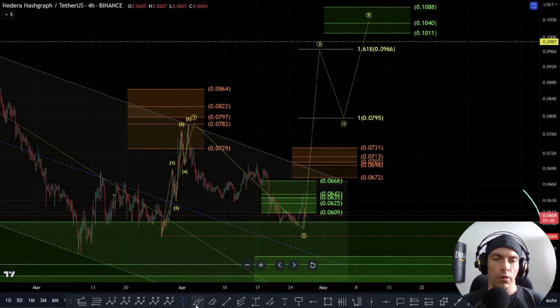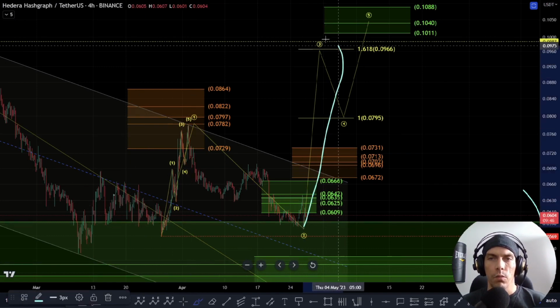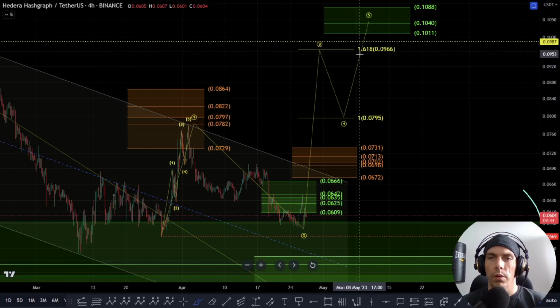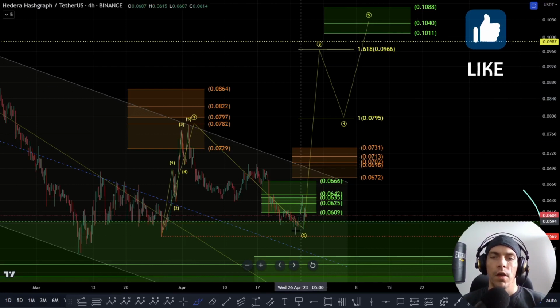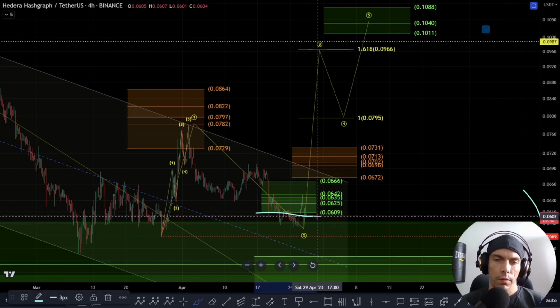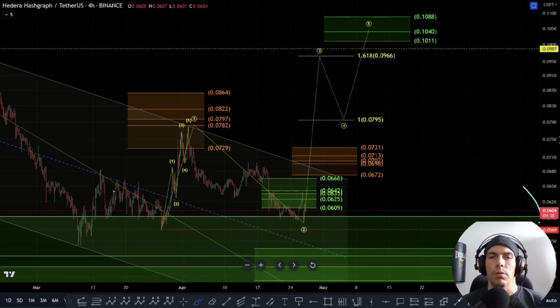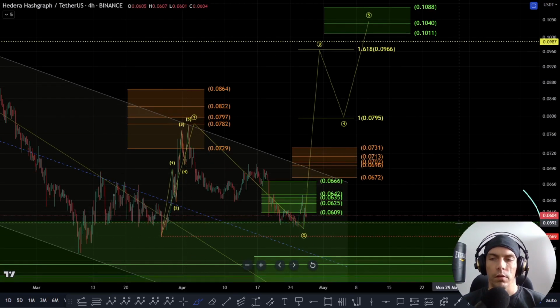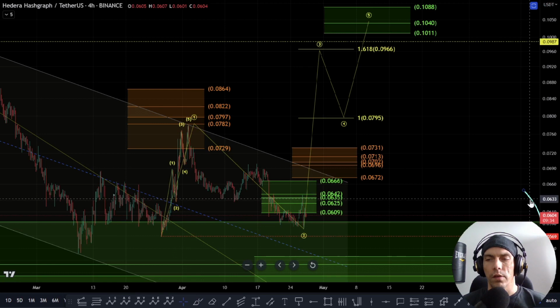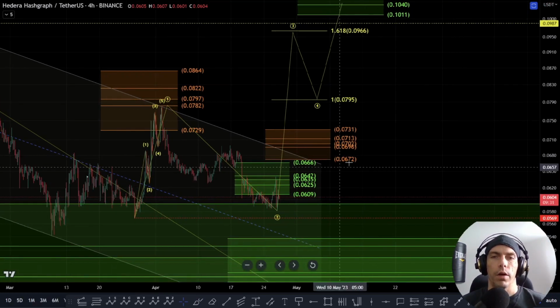So for confirmation of this, what we'd want to see is actually a move up into the zone of this wave 3, which would be the 0966. Like I said, because we're below the 786 now, it starts to become less likely, but we need to just be aware that as long as we stay above 0569, this is still technically a viable option.